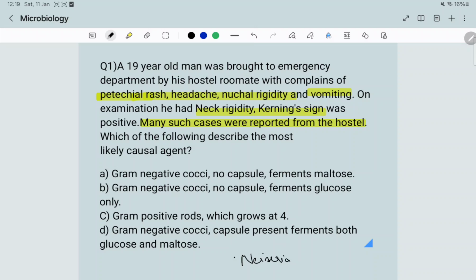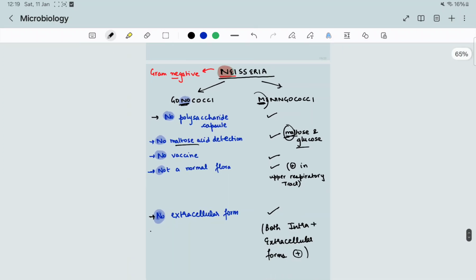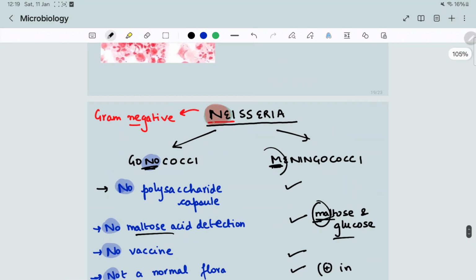Now we have to decide what the features of Neisseria are. Neisseria can be of two types, as we all know. First you have to learn that Neisseria is gram negative only. People often get confused about whether it's gram positive or negative. Neisseria is gram negative. Then we have gonococci and meningococci. In gonococci there is no.